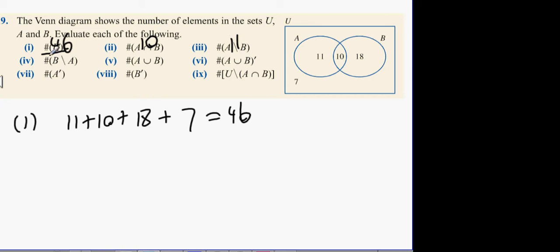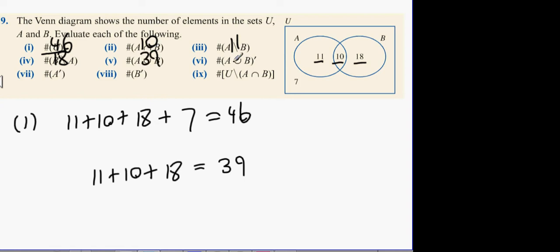Numbers in B that are not in A. B less A. We'll go for Ryan. 18. 18, good man. Cardinal number of A union B. Jake. A union B. What does A union B mean? What's in A and B? 11 plus 10 plus 18? 39. 39. Right, 39 there, okay.